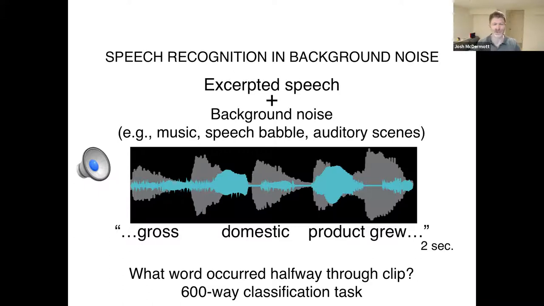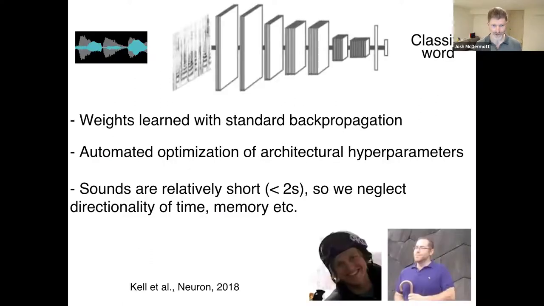Okay, hopefully you could hear that. So somebody said gross domestic product crew. All right, so classically, this is something that would have been a pretty hard task in speech recognition, but it's the kind of thing nowadays that neural networks are very good at. So we built a model that could do this task.